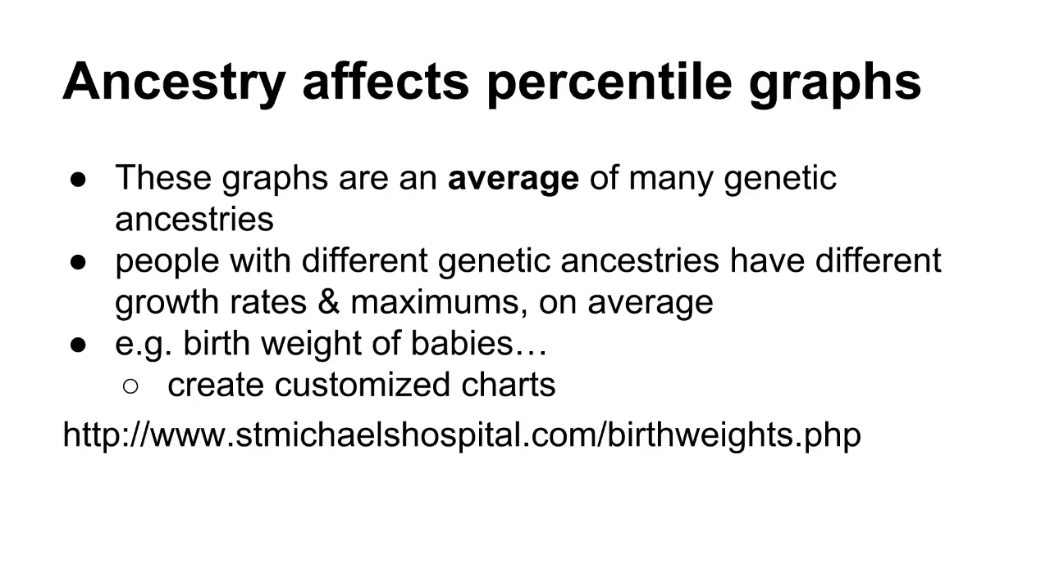Some people have very slow growths early in life. Other people become quite tall. So anyway, it's an average. That means that if you're wanting to do things accurately, you need to create customized charts that take into account a person's genetic ancestry. So one of the things that is quite obvious is the birth weight of babies.